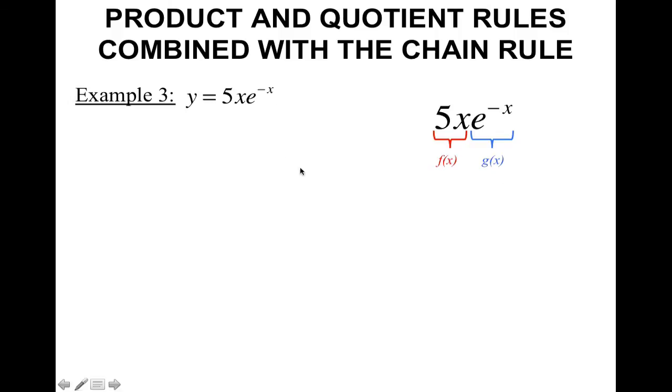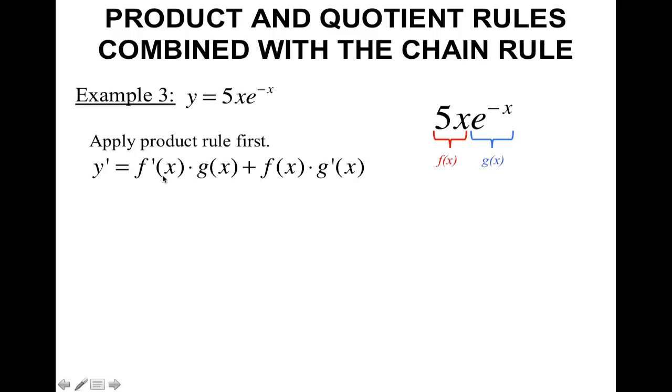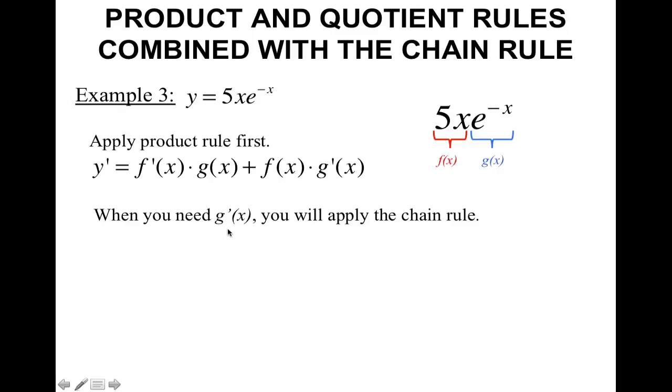All right, so as we can see, we have 2 functions multiplying together. So that means that I want to apply the product rule first. So I'm going to take the derivative of the first times the second plus the first times the derivative of the second. So when you need g prime, you will have to apply the chain rule right here. Not for f prime because it's just 5x. So let's go ahead and find g prime now to get it out of the way.